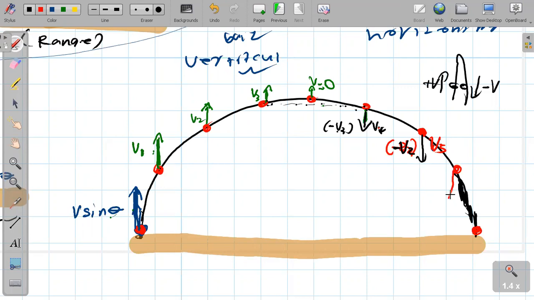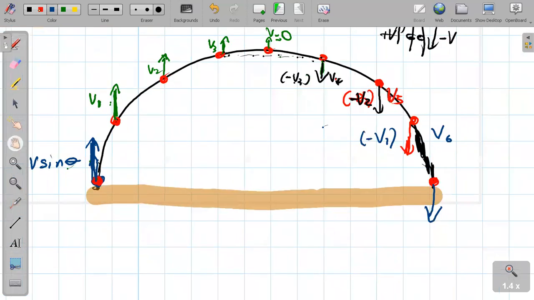And moving downwards with what? Velocity of V6. Downwards, it is the same as what? Negative V1. And the final thingy, definitely the initial value, what is it? Negative V sine theta. Negative V sine theta.